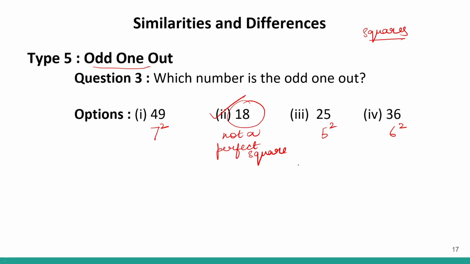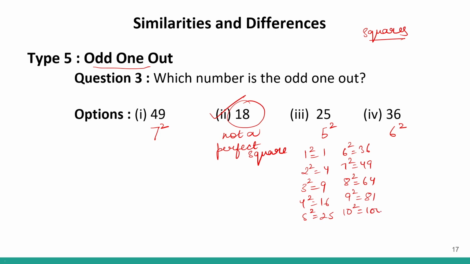Now for your reference, I am just quickly revising the squares. 1 square is 1, 2 square is 4, 3 square is 9, 4 square is 16, 5 square is 25, 6 square is 36, 7 square is 49, 8 square is 64, 9 square is 81, 10 square is 100, and then you can continue. So clearly, if you remember the squares, you can see that this is a perfect square, this is a perfect square, this is a perfect square. Only 18 is a number which is not a perfect square. Hence, our answer will be option number 2, 18.